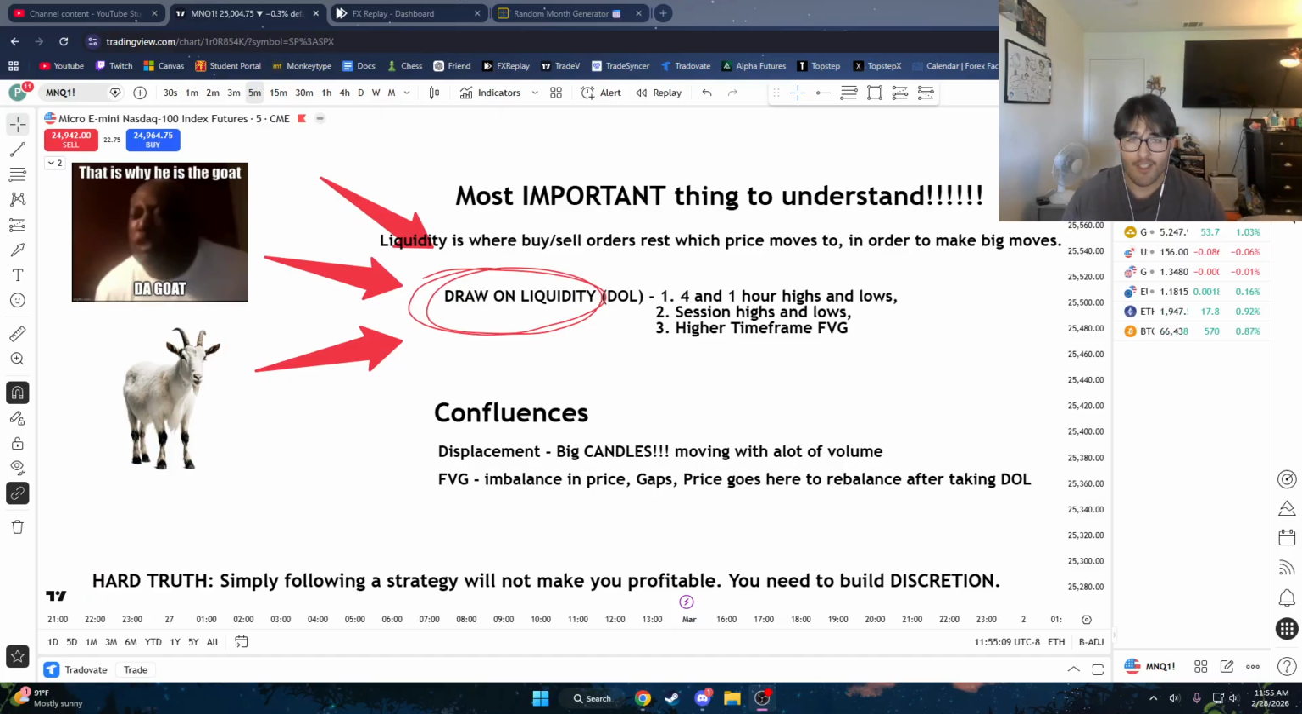You need discretion, and you build that over time, just seeing the market, things that happen, why you took losses, why you took a win, and so on. So discretion, discretion, discretion. That's the most important thing. You guys should choose to follow one strategy, but you need to build discretion with that one strategy, right?